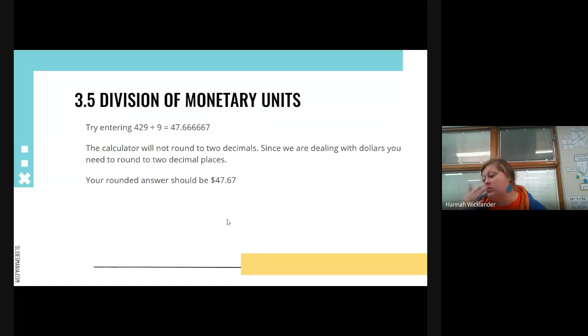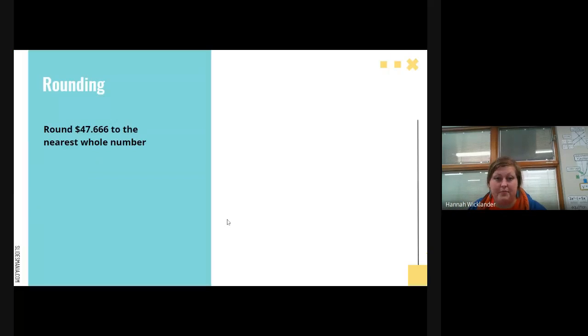So we worked on rounding before. So this is an example for you guys. Round 47.666 to the nearest whole dollar. So the 7 is the whole dollar. So round 47.66 to the nearest whole dollar and put your answer in the chat.